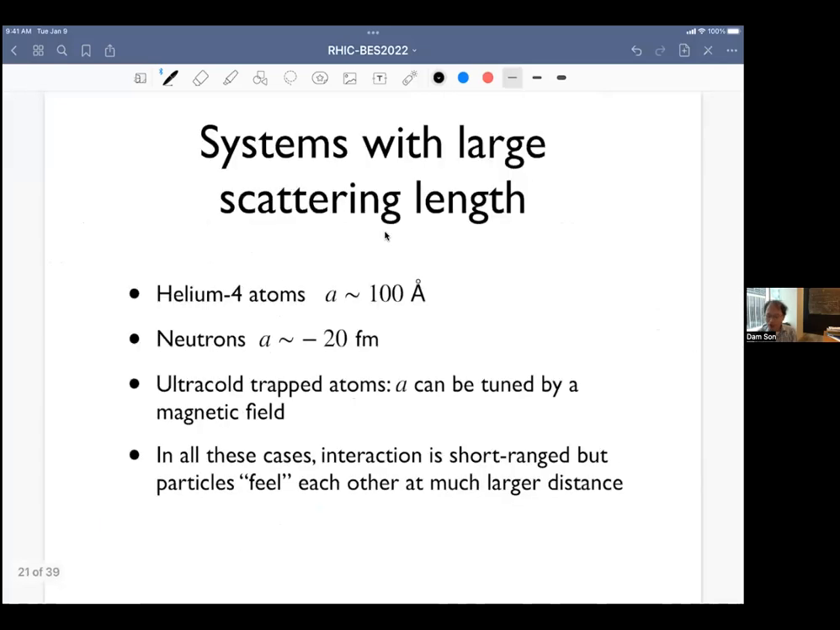Okay, so systems with large scattering lengths exist in nature. There are a few such systems, because nature, for some reason, does the fine-tuning for us. If we take two helium-4 atoms, for example, they would form a bound state which has a size of about 100 angstrom. The scattering length between two helium-4 atoms is large and positive, and that corresponds to a molecule.